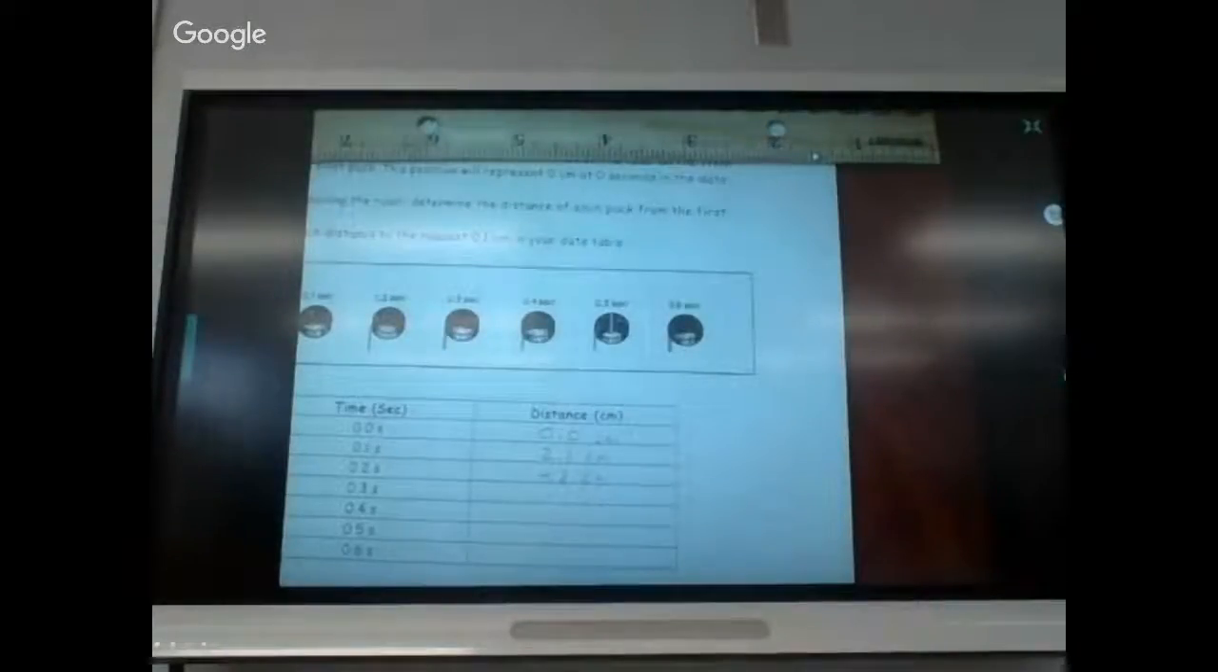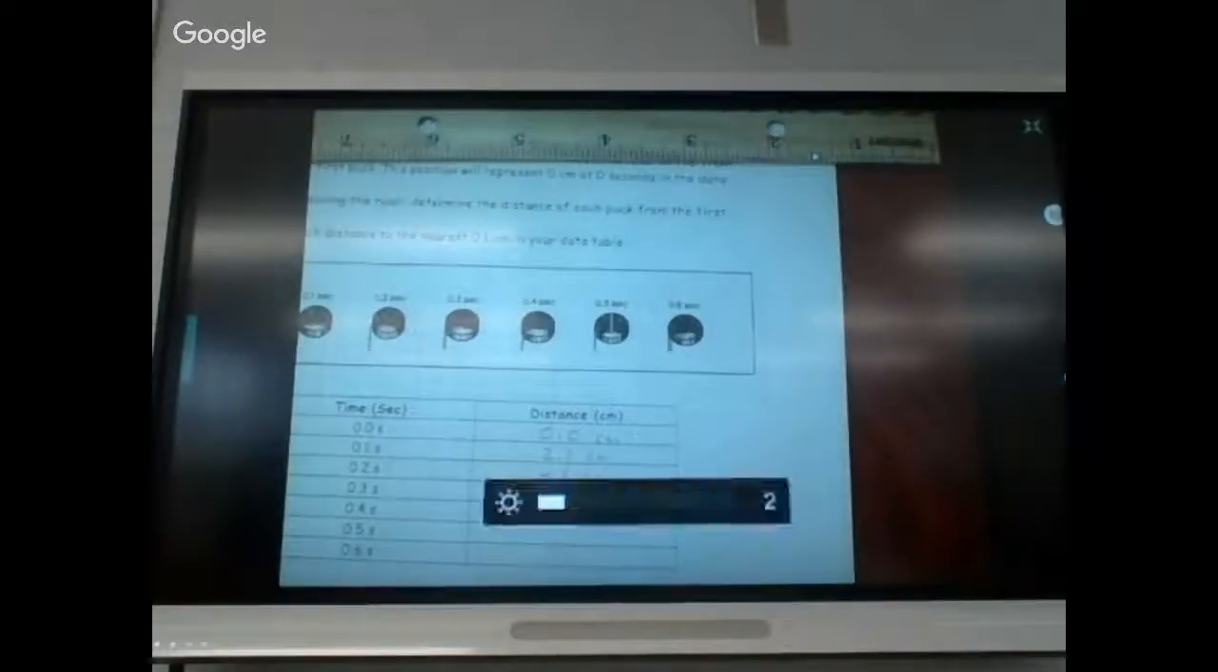So time would go on the left of the graph, right? Time would go on the left of the graph, right? Where did time go yesterday? Where did time go yesterday, Marco?